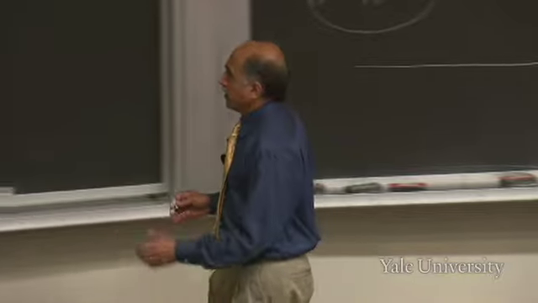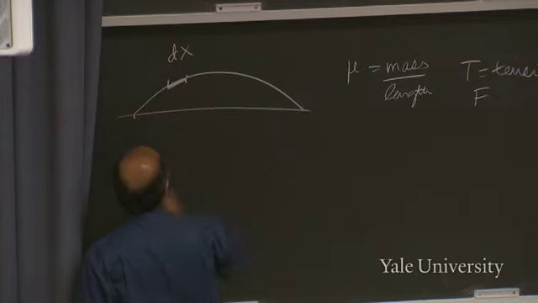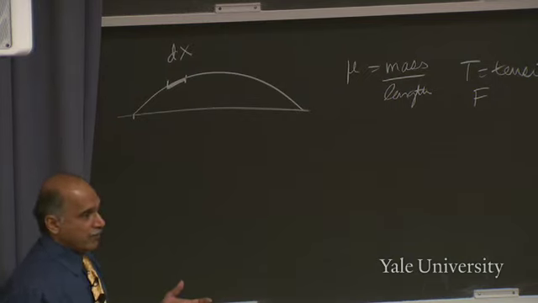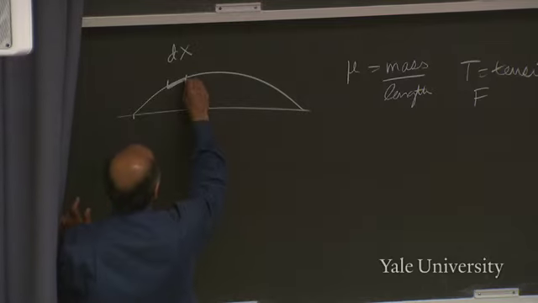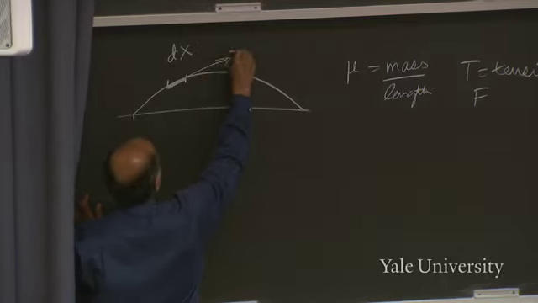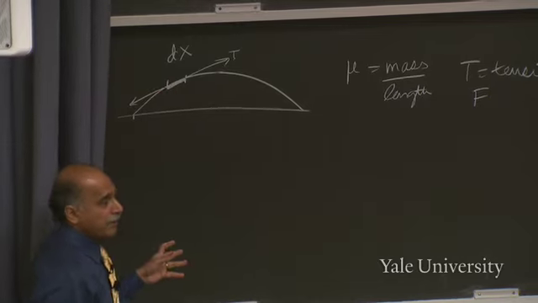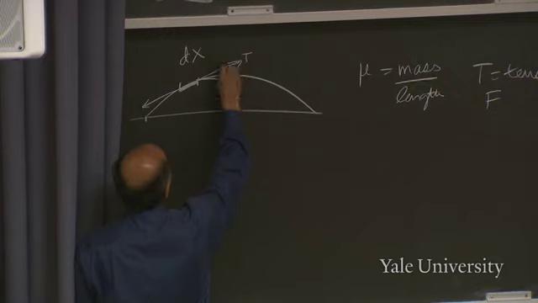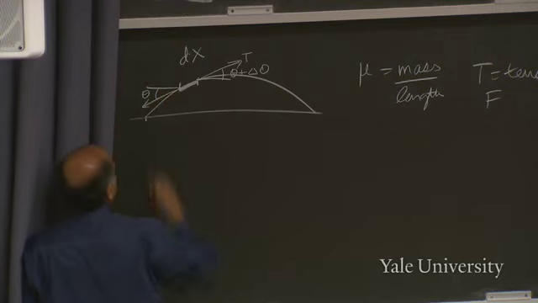So what I do is the string is, of course, a long and extended and complicated object. I isolate a portion of it of length dx, and I'm going to apply F equals ma to that guy. All I need to know is the F, the total force on it, and I'm going to equate it to mass times acceleration. Now, this force on this little segment is the tension pulling this way, the same tension pulling that way. The tension on the string doesn't change from point to point. But the angle at which it is pulling is not necessarily the same. Here, there is some angle, theta plus delta theta, and here, there is some angle, theta.